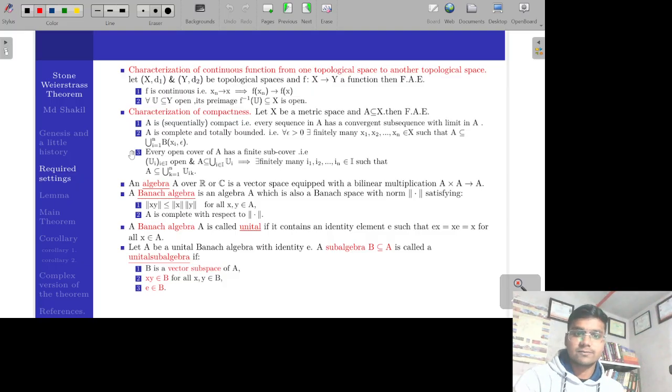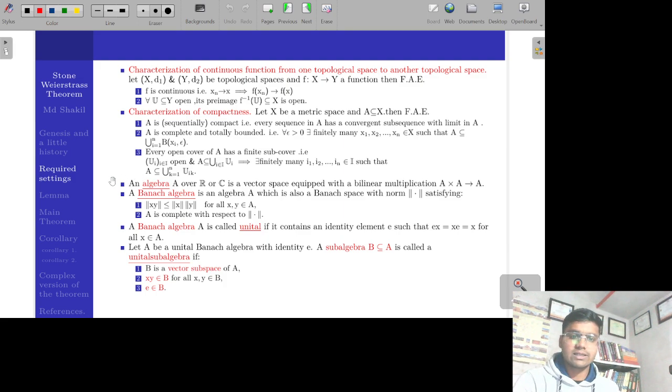And the third point says that every open cover of A has a finite subcover. It means if you have an open cover U_i of A, meaning A is a subset of the union of the U_i, then you can cover A by taking finitely many of the U_i. That's it. So these are the characterizations of compactness. It means if you have a set or a space A, and it satisfies any one of these conditions, then it is a compact set.